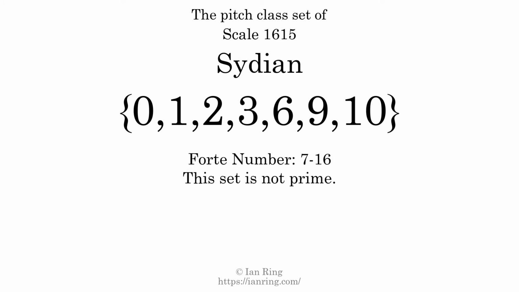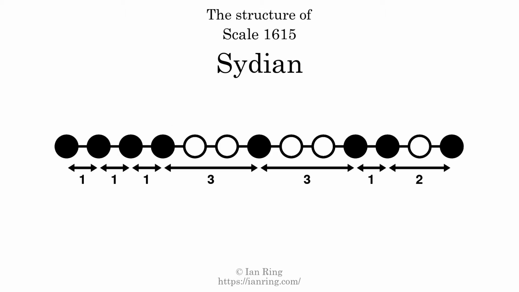The pitch class set for this scale is 0, 1, 2, 3, 6, 9, 10. The Forte class is 7-16. This set is not prime. The structure of a scale is a description of the interval distance between each successive tone. This scale has a structure of 1 1 1 3 3 1 2.